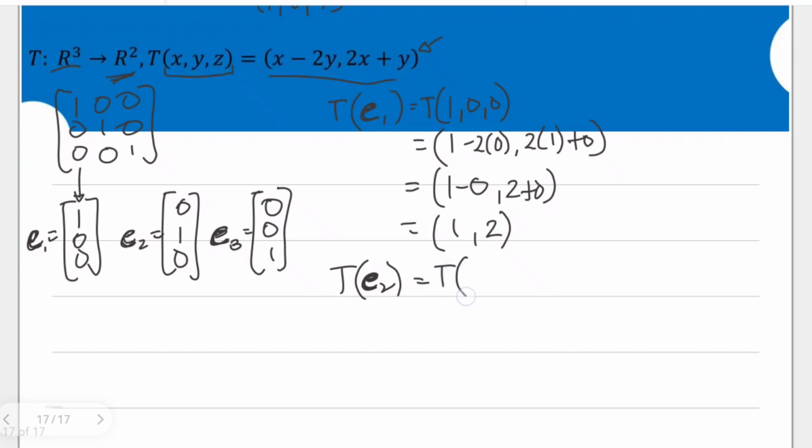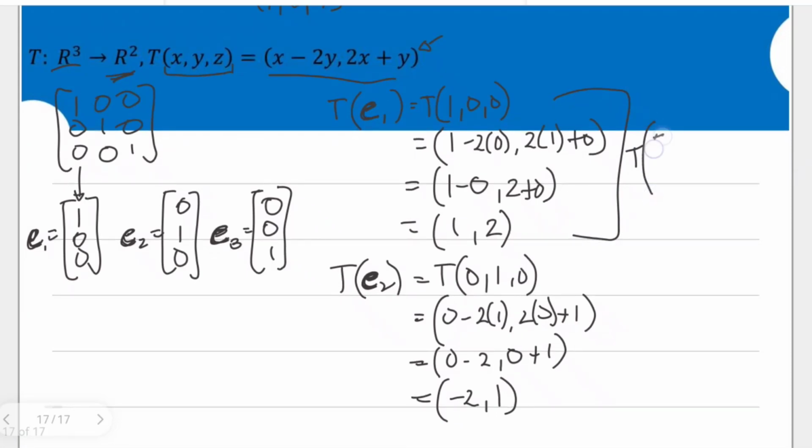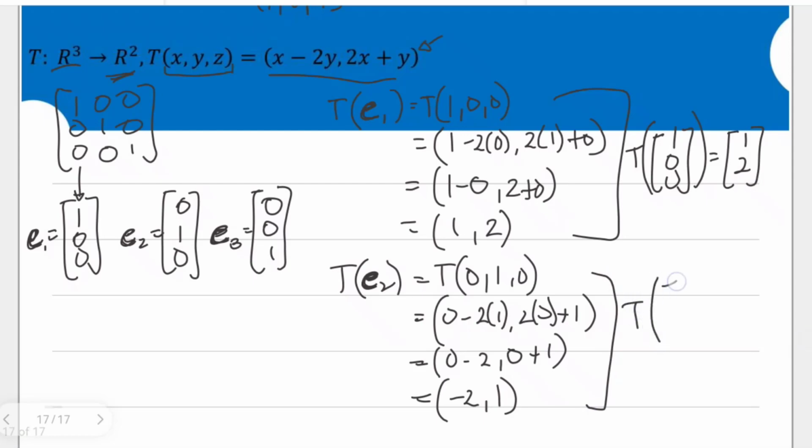Next, we'll have this form, 0, 1, and then 0. So x is 0, 0 minus 2 times y, which is 1, and then you have 2 times 0 plus 1. So that's 0 minus 2, and 0 plus 1. The form here is -2 and 1. By the way, if you use this form, the linear transformation of 1, 0, 0 is equal to the vector 1 and 2, and the linear transformation of 0, 1, 0 is -2 and 1.